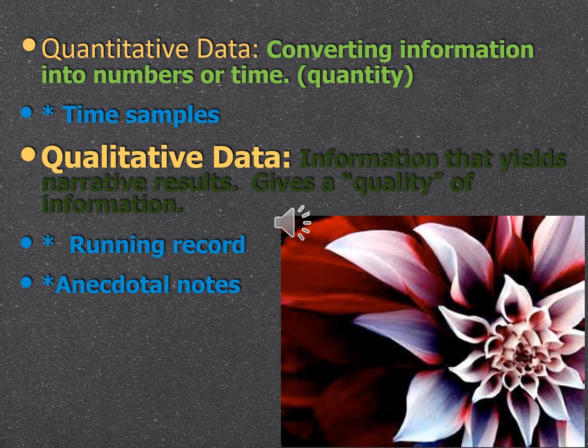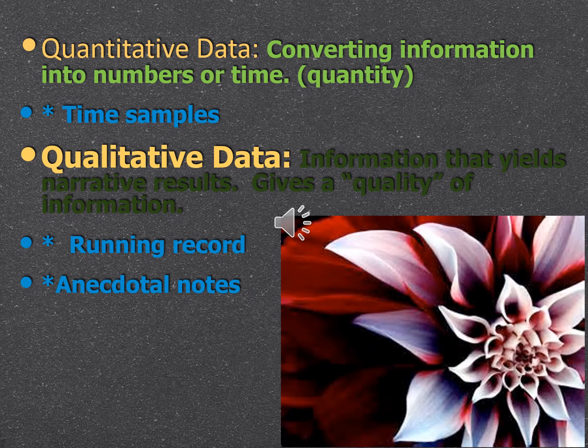This is a quantitative data observation, meaning that we are collecting quantity. So we're converting information into numbers or time. So we're observing a behavior and seeing how many times that behavior happens within a certain time period.